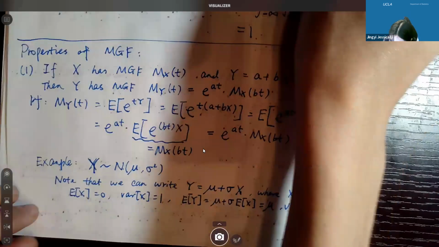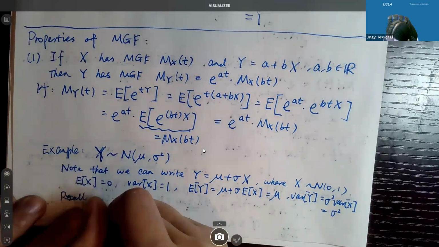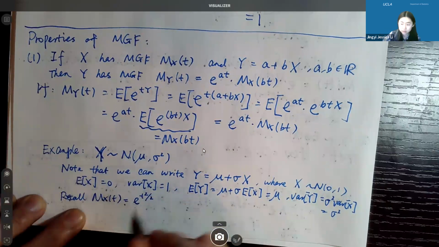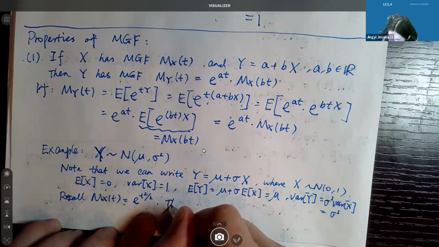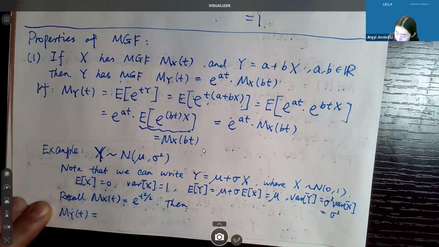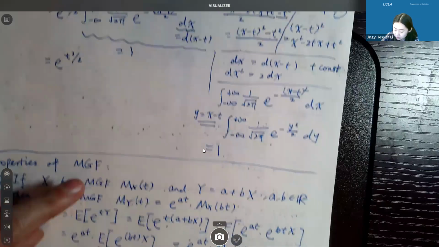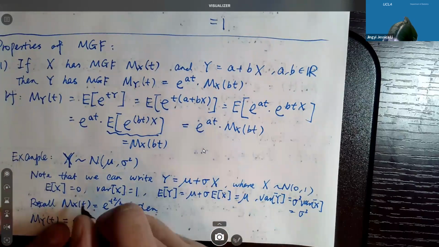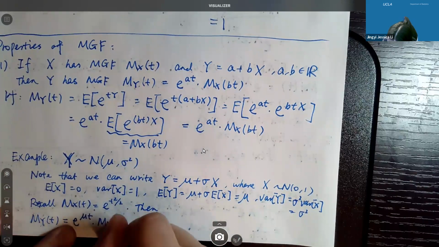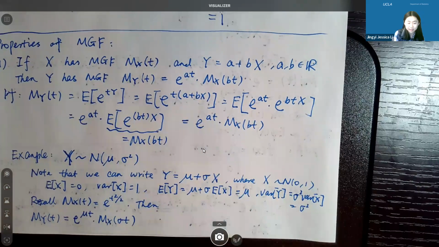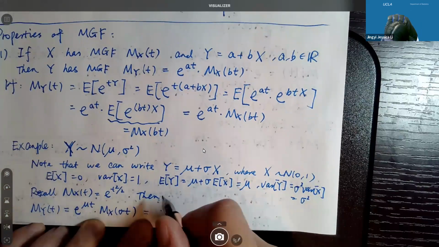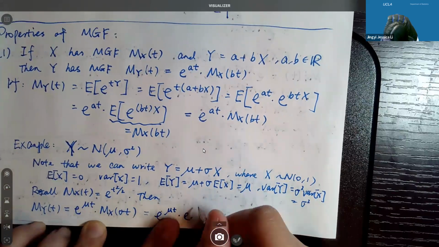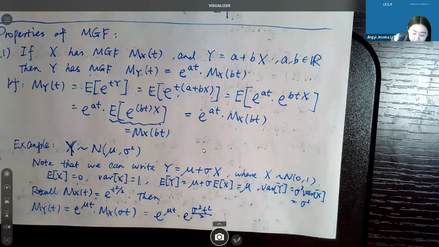Okay, so we just derived, now recall that M_X(t) is exponential t squared over 2. This is what I have. Then, based on this property, M_Y(t) is equal to, this mu is my A, okay? Sigma is my B. So using this formula, I have exponential mu t times M_X(sigma t). Okay, I'm almost there. Last step is to plug in the form of M_X. So I get exponential mu t times exponential sigma squared t squared over 2. And that's the moment generating function of a general normal variable.